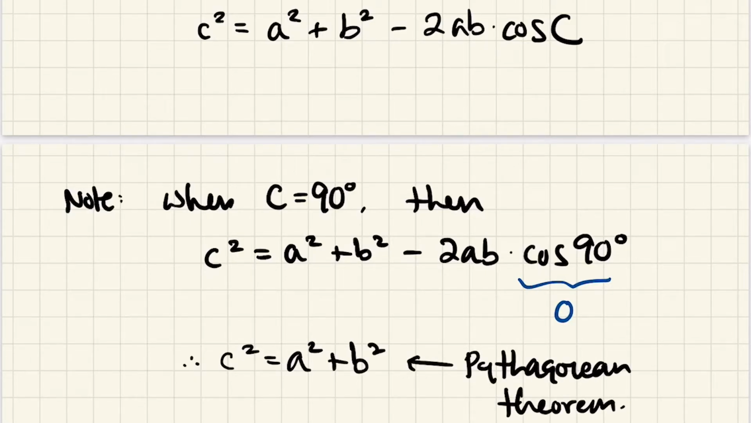So the law of cosines can be thought of as a generalization of the Pythagorean theorem. So this tells more of the story. All right, let's look at some examples.